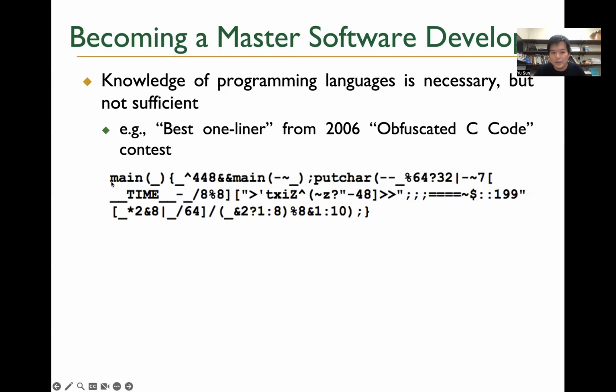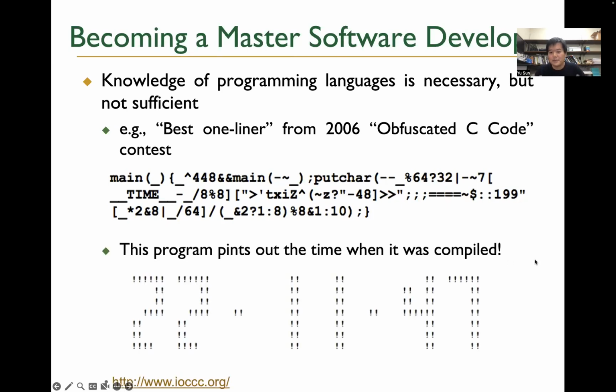Looks like there's a main function. It does have some code. They have semicolons, so they probably have a few lines there, but they put them into a one-liner. I don't know how many of you were in this course last semester, but if you remember, the result of the code actually prints out the time the program was compiled, in this kind of format. So every time you run the code, it gives you different results. It's a very cool program, right?